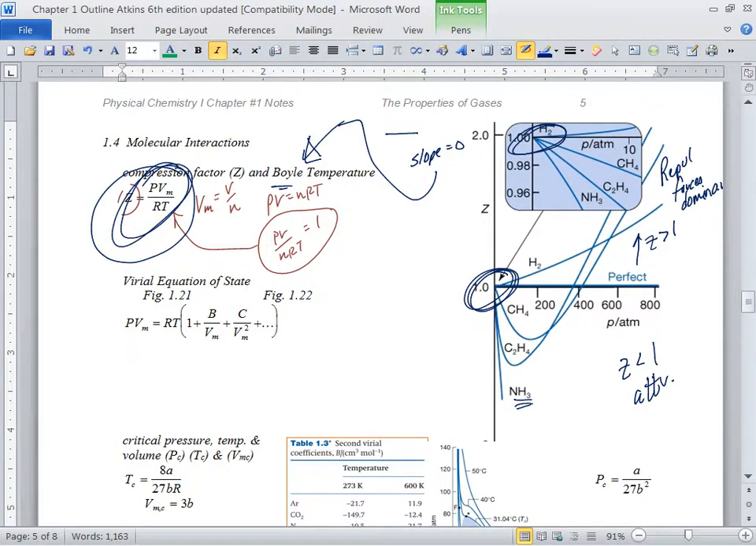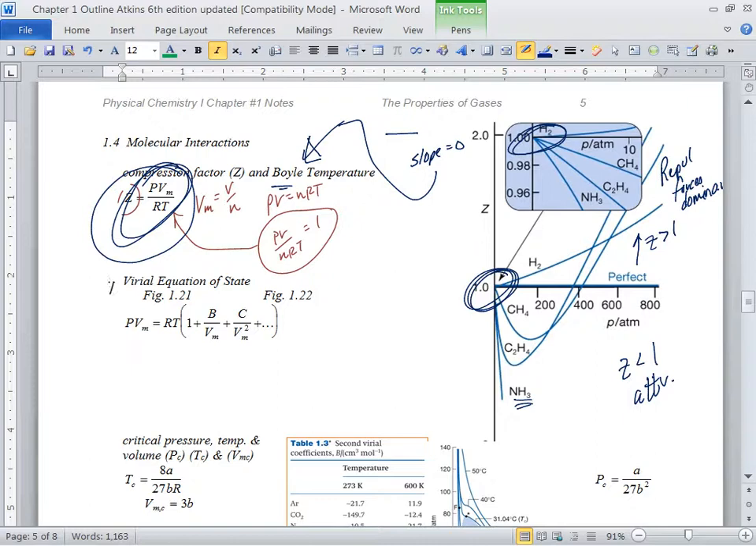Okay. The slope, you said it was what over what? Slope is just 0. It'd be the change in y over the change in x. So I guess it'd be the change in Z over the change in pressure. The change in the compression factor over the change in pressure. Okay.